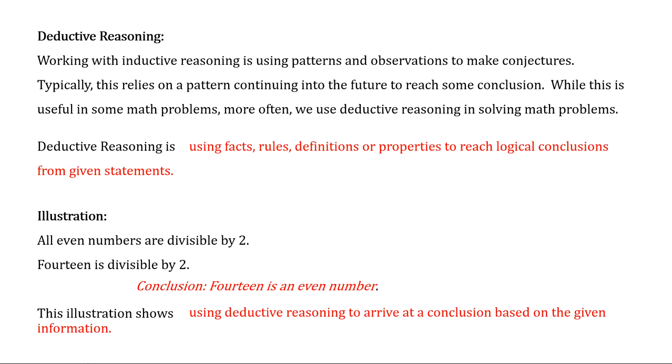The illustration is showing our deductive reasoning. We're given two true statements. We're told all even numbers are divisible by 2. We're told 14 is divisible by 2. So from those rules or facts, we can then say that 14 is an even number. That's what using deductive reasoning is. It's using the information you're given to come up with a statement or a conclusion.